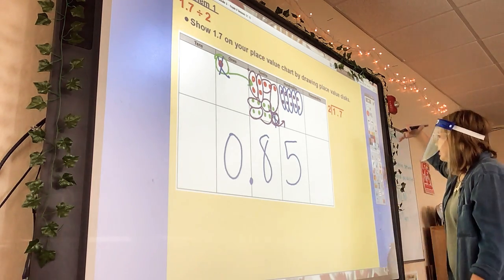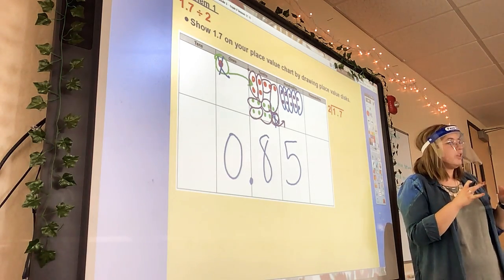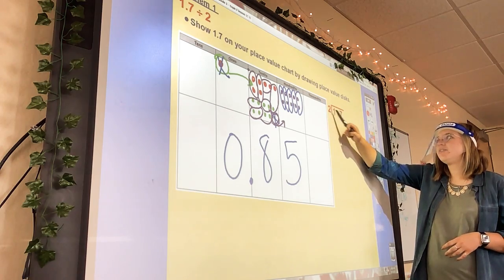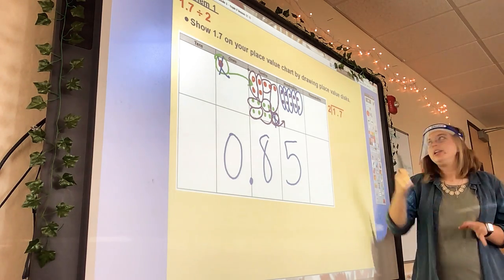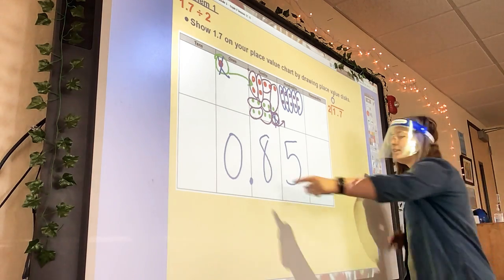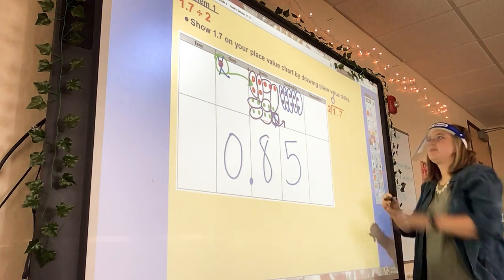Okay, all right. So here's what it looks like in the standard algorithm. Now I'll show you how it connects. Can 2 divide into 1 at all? No, right? So I was able to make 0 groups from my ones place. See how it matches the place value chart? Yeah. So 0 groups in my ones place.